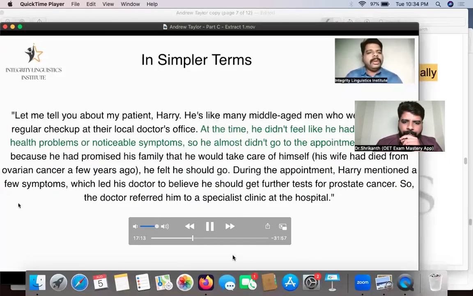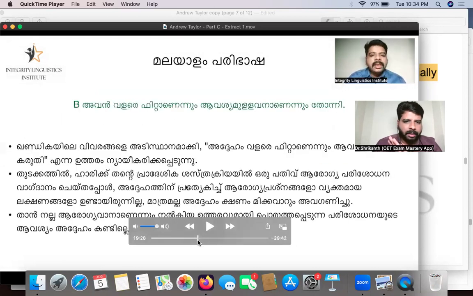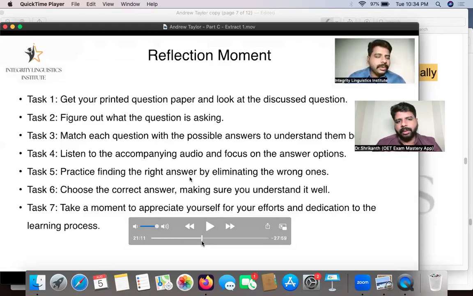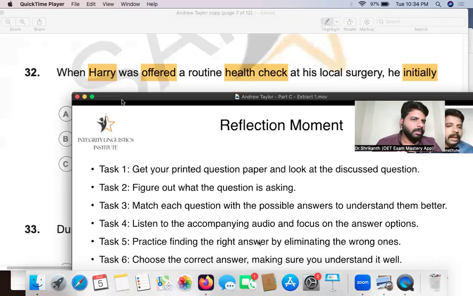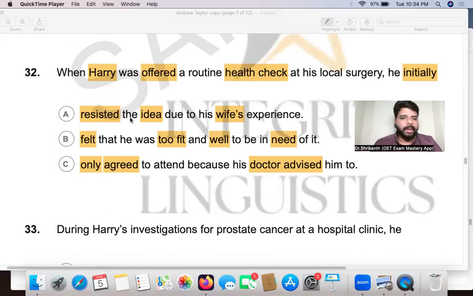Okay, so that is clear, right? Again, the app has all the detailed lectures in simple terms and in Indian language translations, and why answer option B is the correct answer, why A is incorrect, why C is incorrect. Everything is there, and also a set of instructions. You will not be getting this anywhere else. So use it to your advantage.